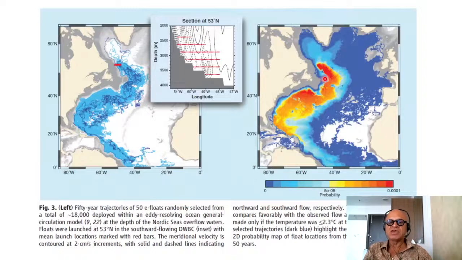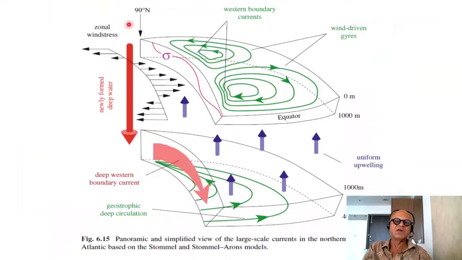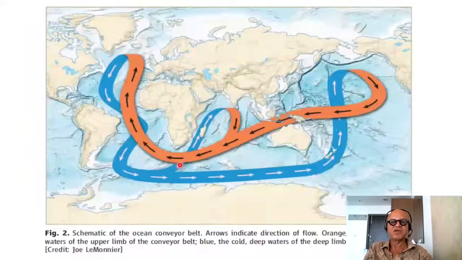This is just the 2D probability map of float locations from the entire set of E-floats over 50 years. So they did this run for 50 model simulation years and showed that the probability that those will remain in the western boundary is high. Obviously, that means western boundary intensification is real, except that it doesn't flow as simply as we would imagine here. Okay, so that's something to remember.